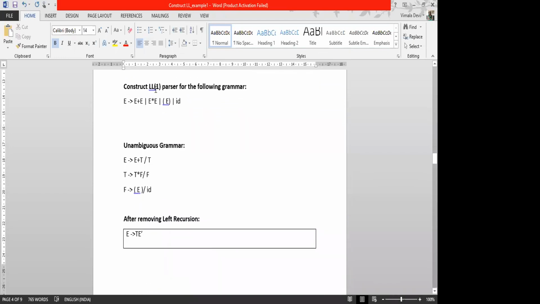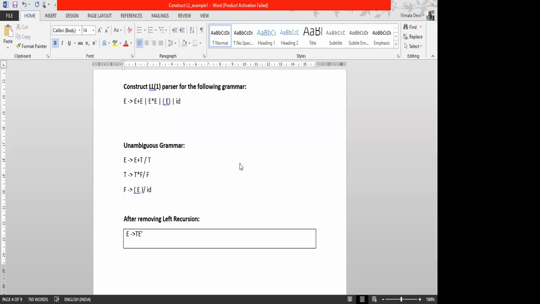Now take down this question. Construct LL1 parser for the following grammar. This grammar you are very well aware of, right?